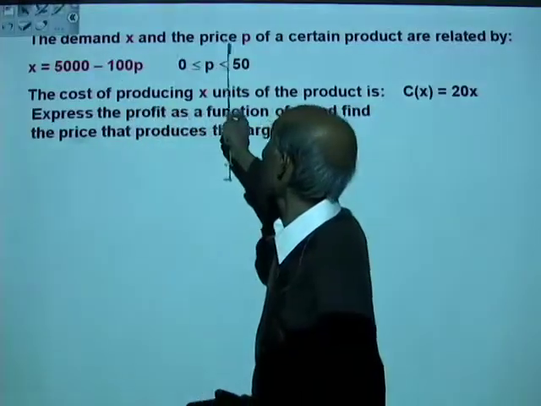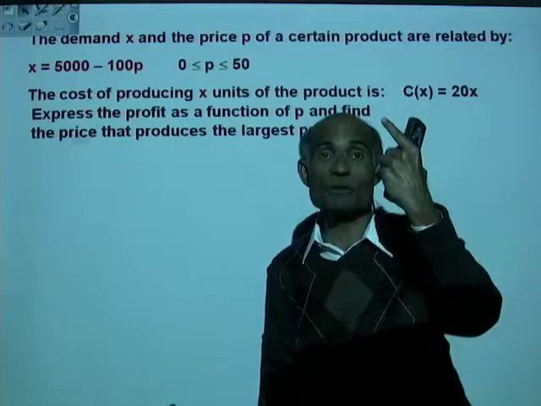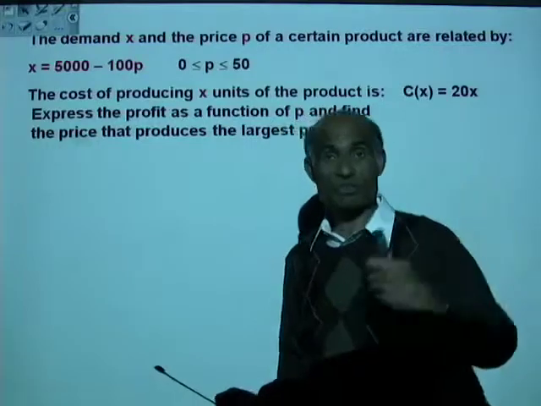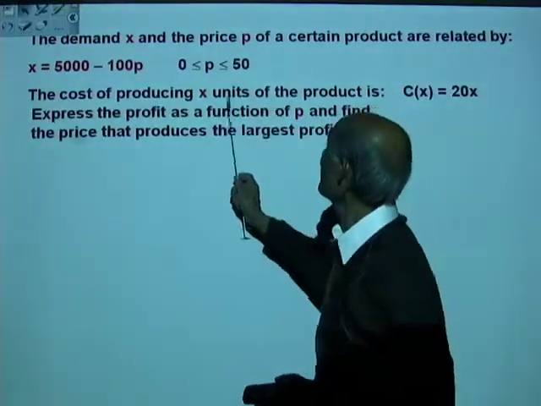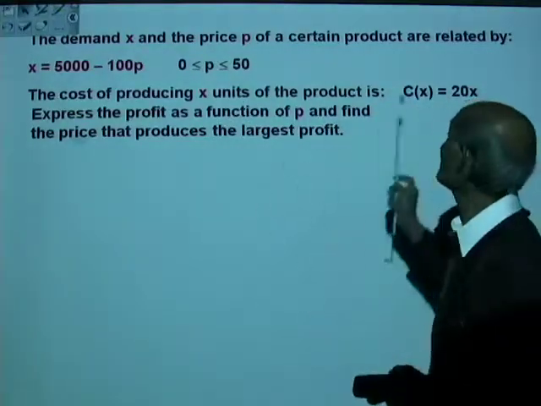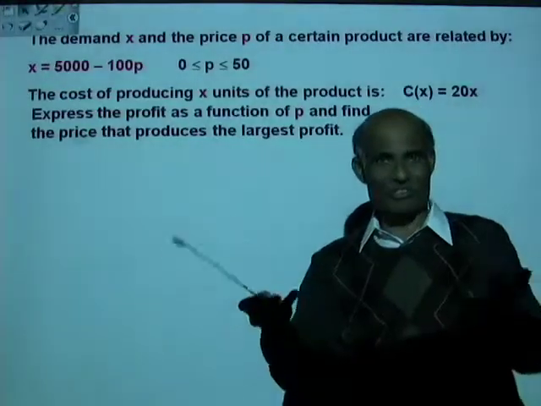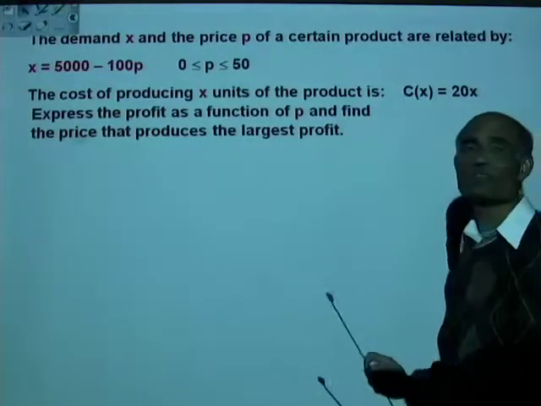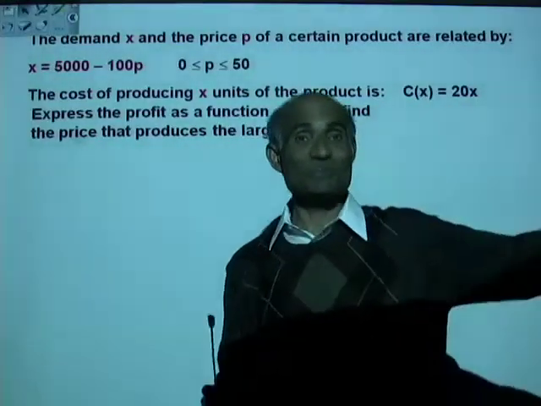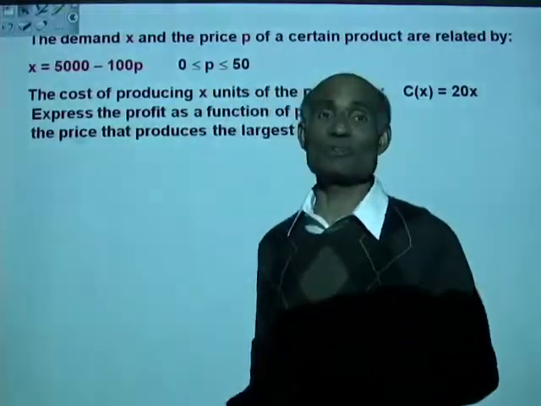So the demand x and the price p. P is the unit price per one article. The price of one car, the price of one television, and so on. Now, the cost of producing x units is c of x, cost as a function of x. X is the number of units, is that right? Equal to 20x. That means the cost of producing each unit is $20. Cost of producing x units is 20x dollars.